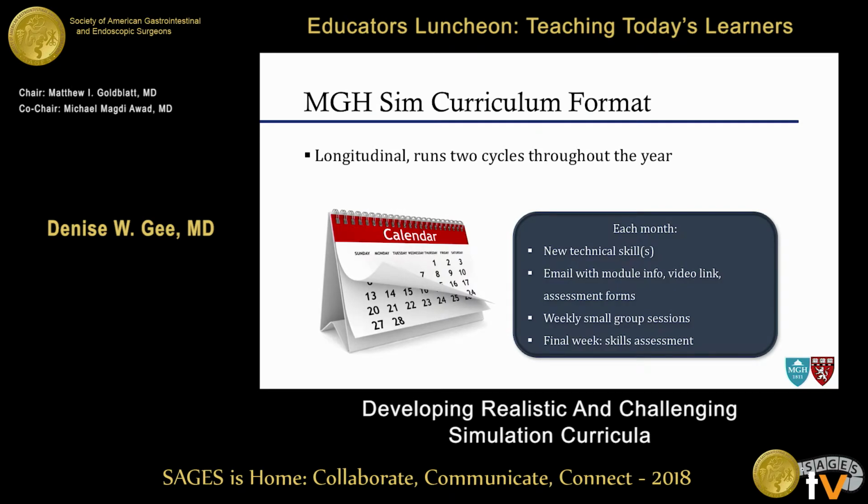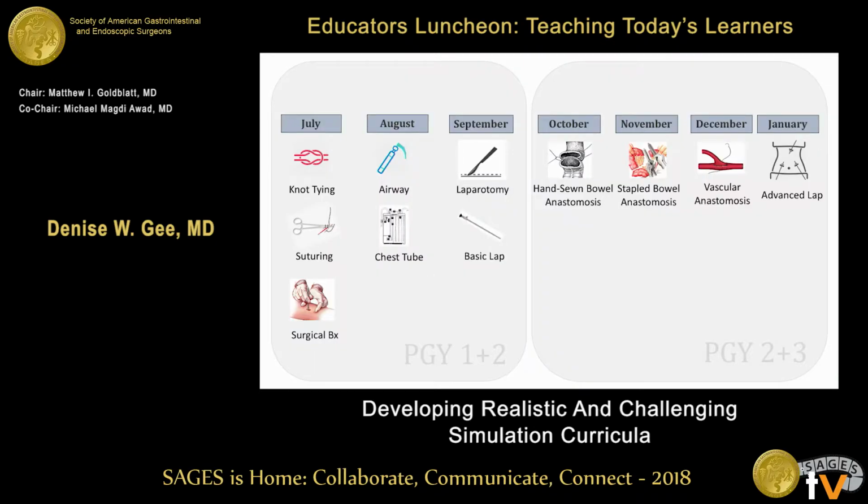And so our format is longitudinal. It runs 2 cycles throughout the year. Each month, we focus on a new technical skill or set of skills, and residents receive an email with module information, a video link, and assessment forms. And then every week, they have small group sessions throughout the month, and then on the last week, they have a skills assessment or OSAT session. And so if you see here from July through January, these are the skills that we focused on each month, as well as the breakdown between PGY 1 through 3 years, like which residents were participating in which simulation sessions.